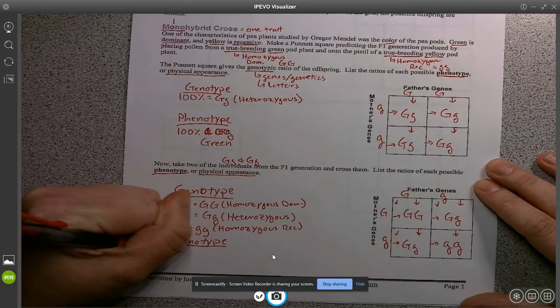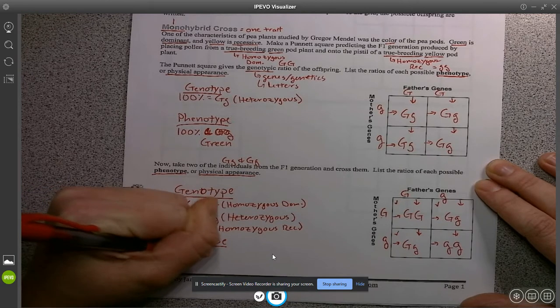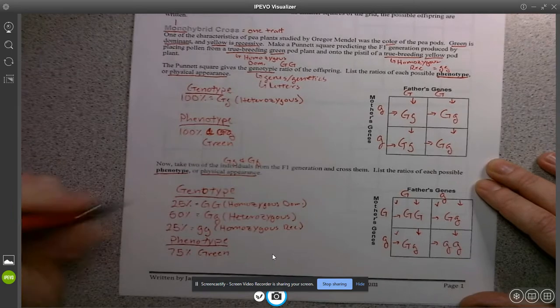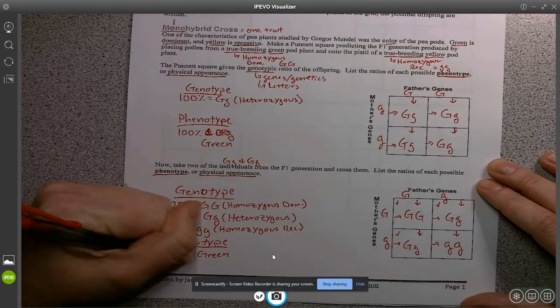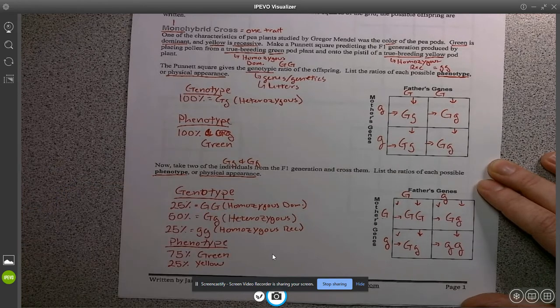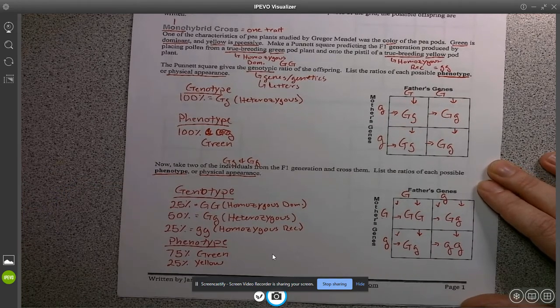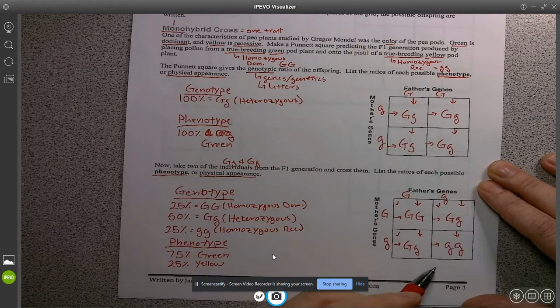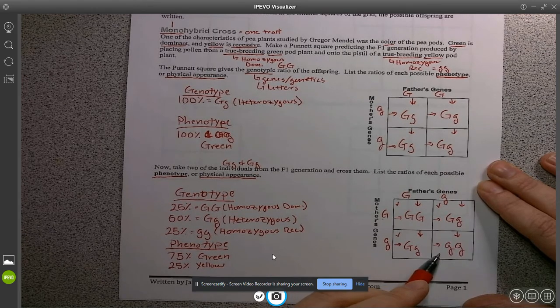So I have 75% are green, and we need 100. So 25% are yellow. And I'm able to find that out because the only way that I can express yellow when I plant my pea pods is to have 2 recessive alleles, 2 recessive traits, 2 lowercase letters. And that's just the only one. 1 out of 4 is 25.